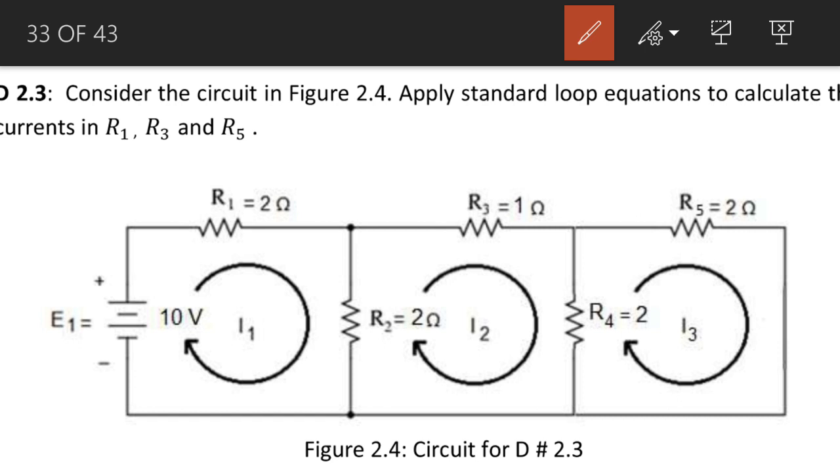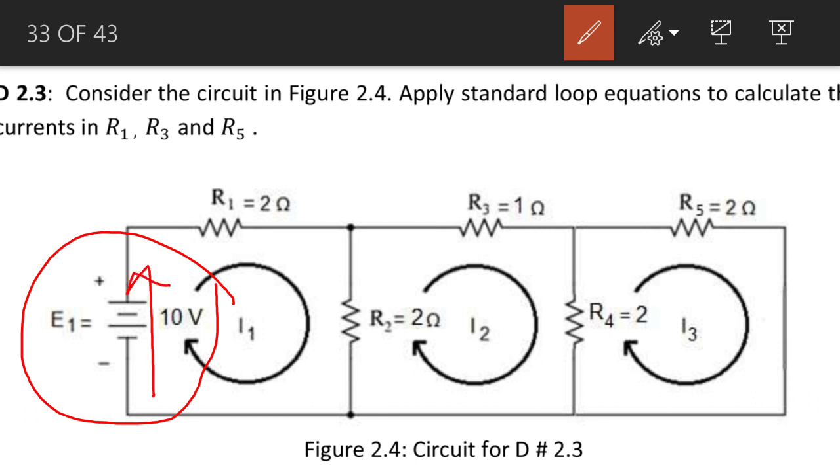Now we are going to find out E1. You see, there is only one voltage source in the entire circuit, and this voltage source is in loop number 1, and the current in this source flows from the negative terminal towards the positive terminal. So this voltage is a voltage rise. There will be a plus sign with this voltage source. So E1 will be equal to 10 volt.